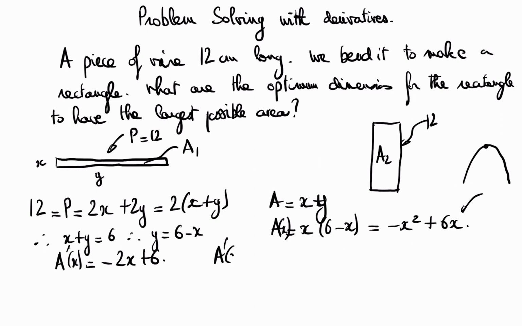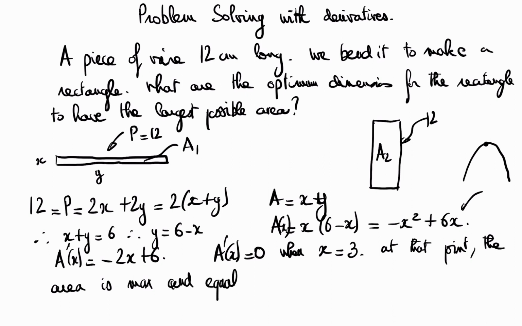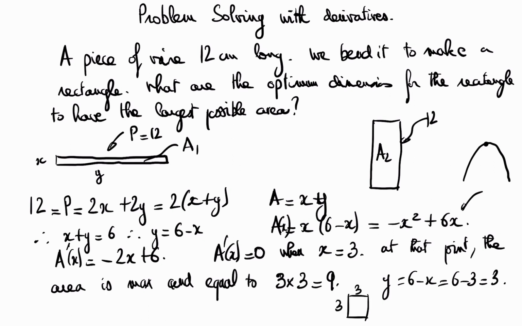So the derivative f prime of x is equal to 0 when x is equal to 3. At that point the area is maximum and equal to 3 times 3, which is 9. Because y, being 6 minus x, is equal to 6 minus 3, which is 3. So in fact it's a square. And indeed the perimeter is 12.